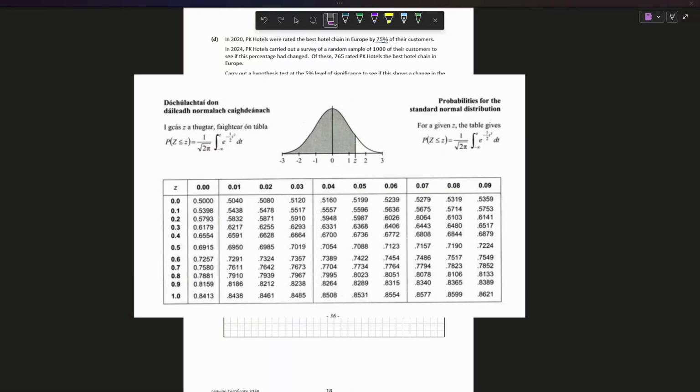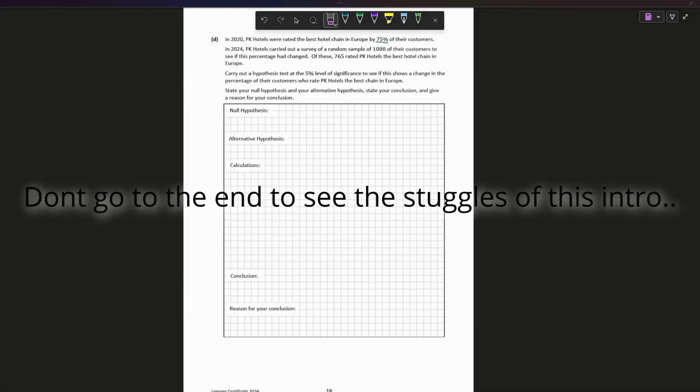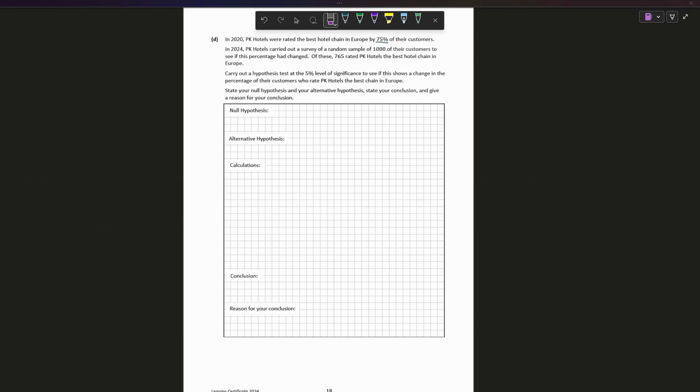Don't skip the long statistics question in your maths exam. 99% of students say that this is the hardest part of statistics, but if you know what you're doing, you can make it a lot easier and it could give you free marks. So let's have a go here, okay?